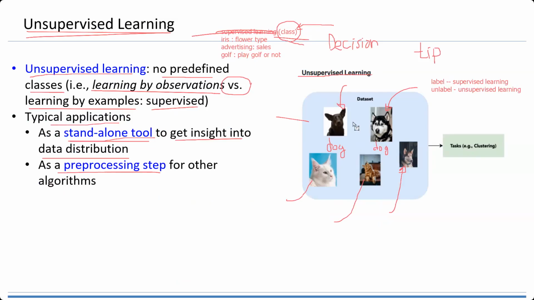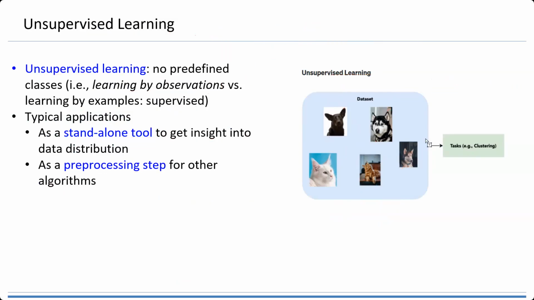Okay. Now, with this data without label, how can we know that this is a dog? How can we know that this is a cat? So we need to do something that we call clustering. Clustering is the most popular way to do unsupervised learning.